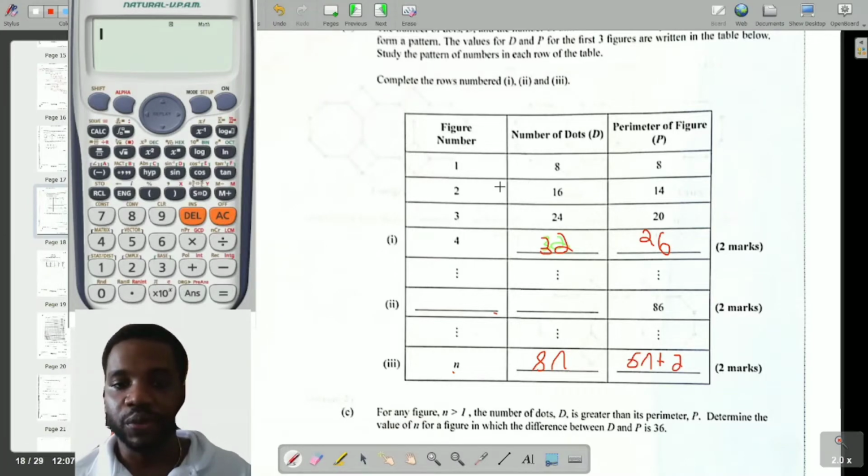Let us see if it works. Figure 2. 6 times 2 is 12, and 12 plus 2 is 14. See, it does work. Alright.